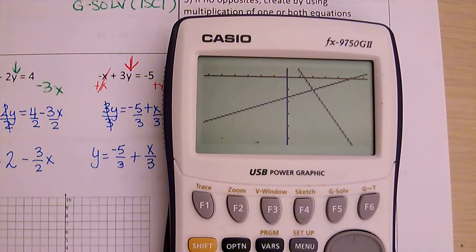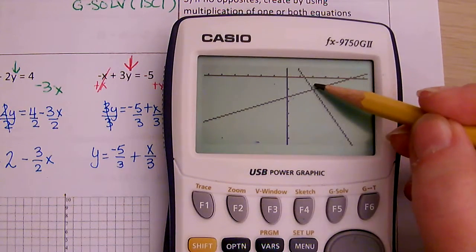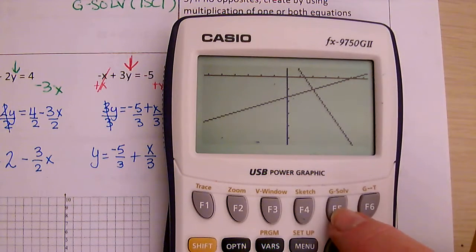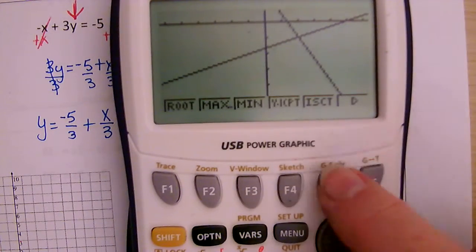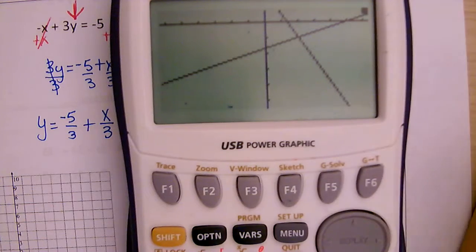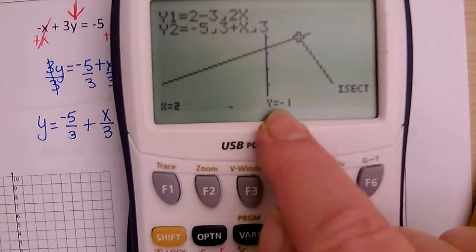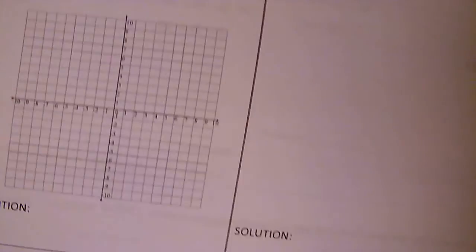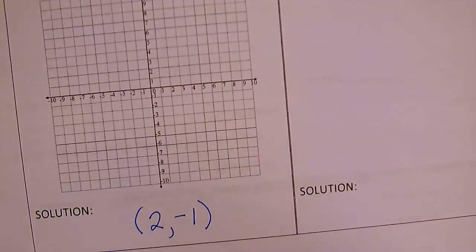Now when we're asking for the solution, that means we're looking for this point of intersection where they cross. So that's what I want. You know, I kind of get an idea where it is, a little bit around 2 here. But we're going to go G solve, which is on the F5 button. And intersection is also on the F5. And we wait, and there we get the answer. X is 2 and y is 1/2. But to write it, we put that in parentheses, the x comma the y.